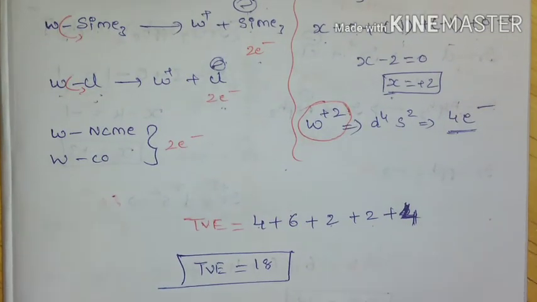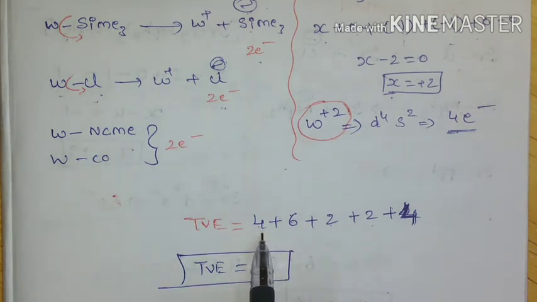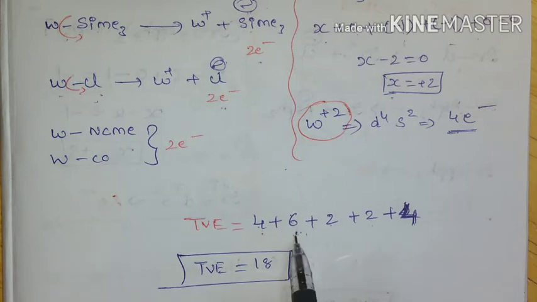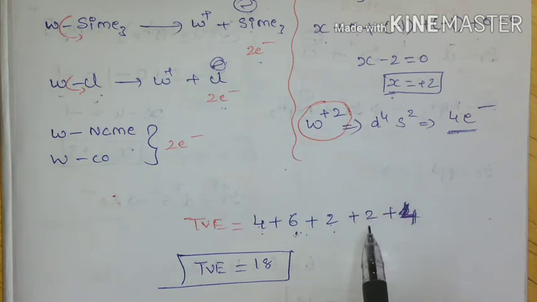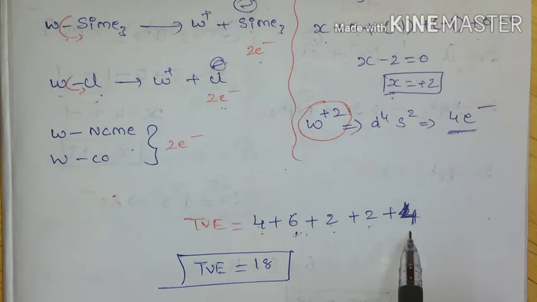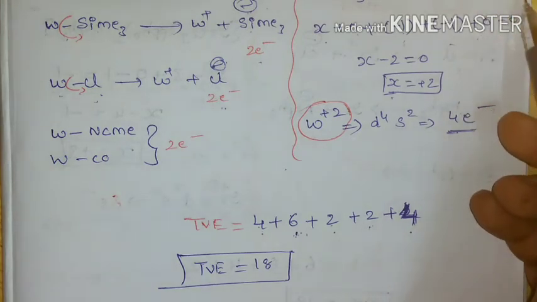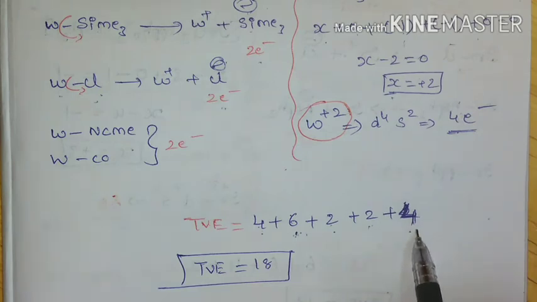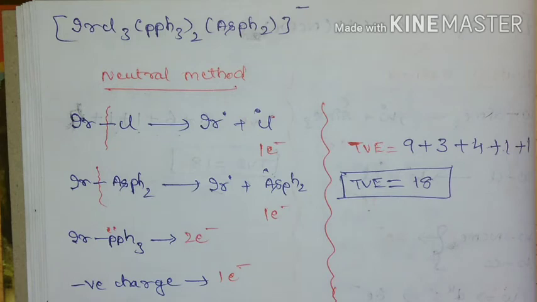So if I substitute all these values, tungsten in +2 oxidation state is going to contribute 4 electrons. CO is going to contribute 2 electrons, so 3 CO, 3 into 2, 6 electrons. SiMe3 is going to contribute 2 electrons. Cl minus is going to contribute 2 electrons, and neutral NCMe, 2 into 2, is going to contribute 4 electrons. So total 18 electrons. This complex: iridium Cl3, PPh3 twice, AsPh2 minus.